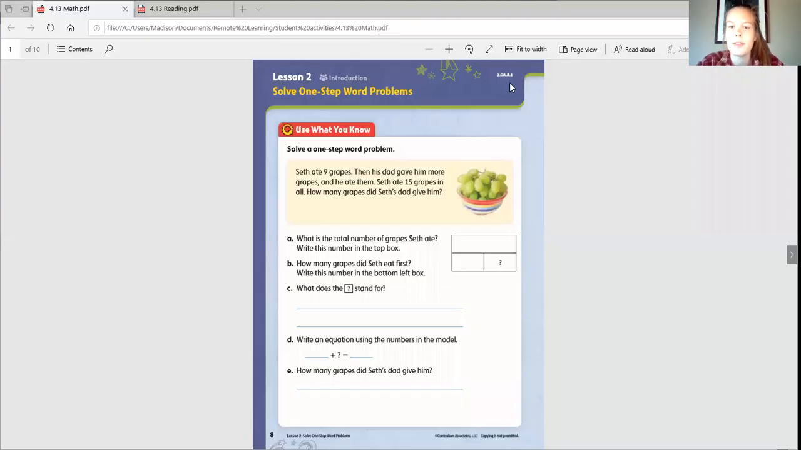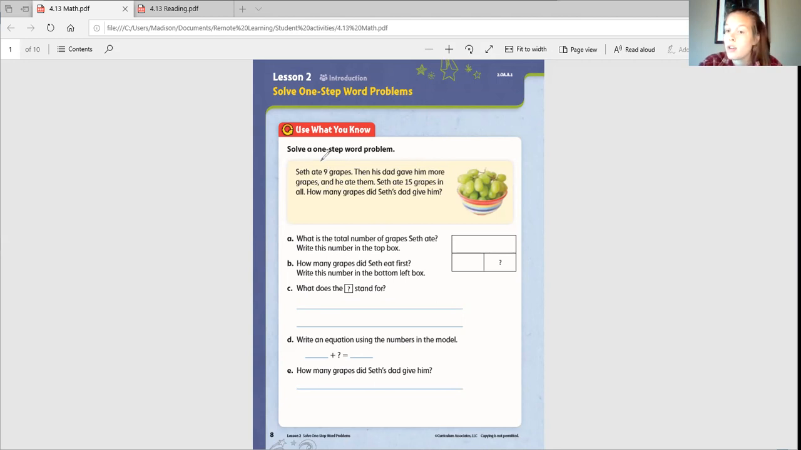Here we go. So the first thing that we're going to do is read our word problem. The first thing we always have to do is read the word problem. So let's read our problem that's right here. Seth ate 9 grapes. Then his dad gave him grapes, and he ate them. Seth ate 15 grapes in all. How many grapes did Seth's dad give him?